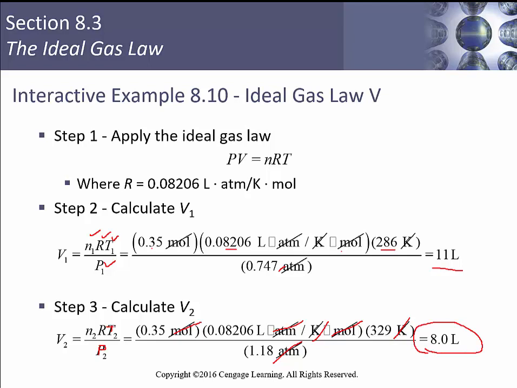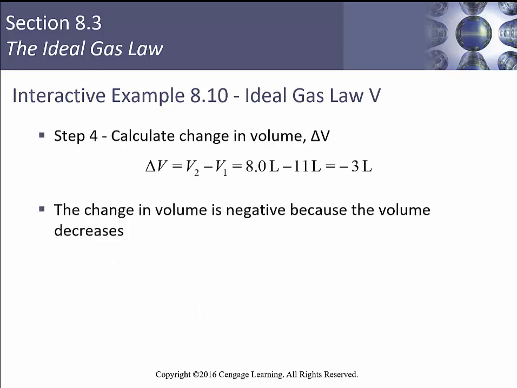So we need to figure out the change in volume. All we do is V2 minus V1, final minus initial. 8 liters minus 11 liters is minus 3. Our change is minus 3 liters. Now, note that this is a change. You can have a change in volume of minus 3 liters. You can have a change in moles of minus 3 moles. You can have a change in temperature of minus 10 Kelvin.